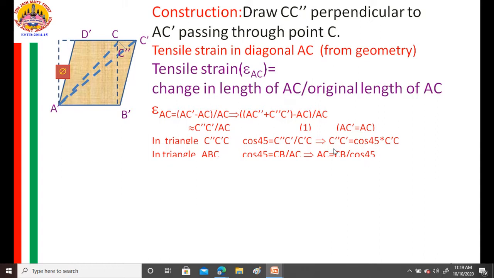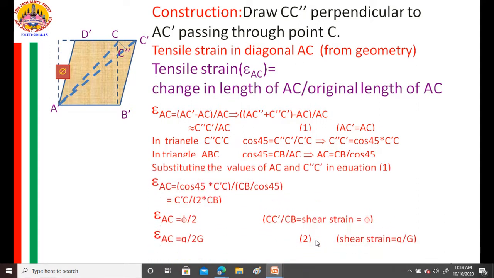Substitute the values of C double dash C dash and AC in equation 1. You will get the value of epsilon AC as epsilon AC equal to cos of 45 into C dash C divided by CB by cos of 45. So if you simplify it, you will get C dash C divided by 2CB. But go for C dash C and CB in the triangle. C dash C and CB means tan of this angle equal to C dash C divided by CB.